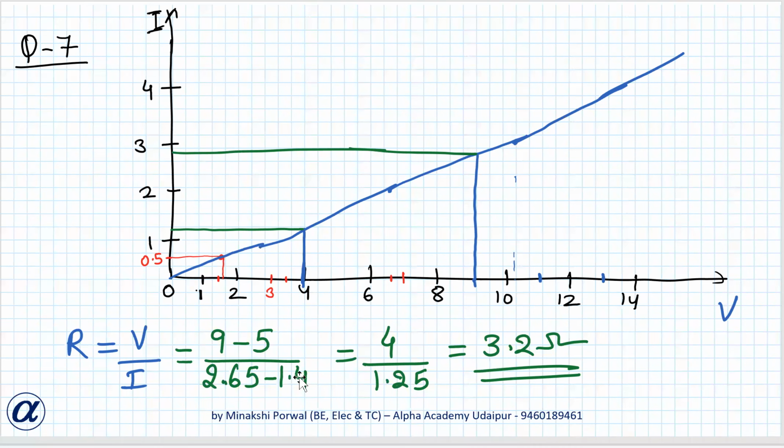The value corresponding to 5 is 1.4, something like that will come. So 9 minus 5 is 4. We have to take the value corresponding to 5, and this is 1.4, and for 9 it is 2.65. You will get these values when you draw on graph paper. This way you have to do it. Is it clear how to do this?